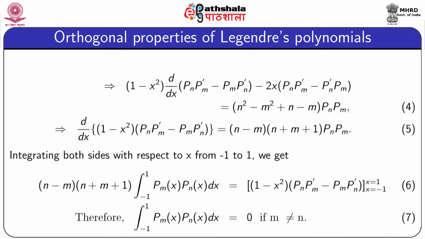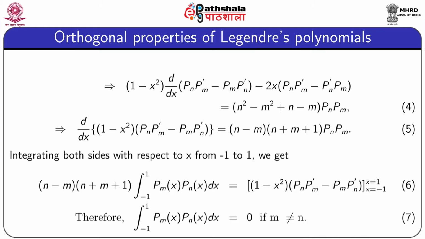After simplification, we get expression number 4, where we have only expressed d/dx in terms of the double derivative. After simplification, we get the equation number 5, which is d/dx of (1 - x²)[Pn P'm - Pm P'n] is equal to (n - m)(n + m + 1) Pn Pm.